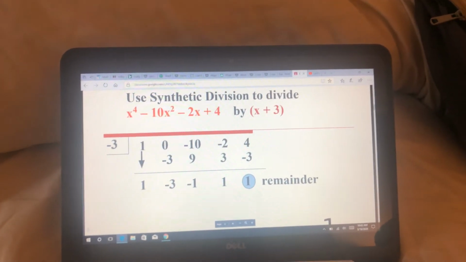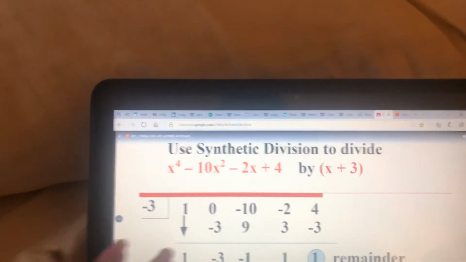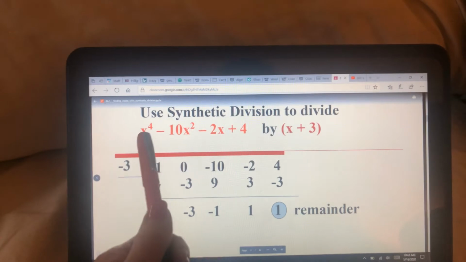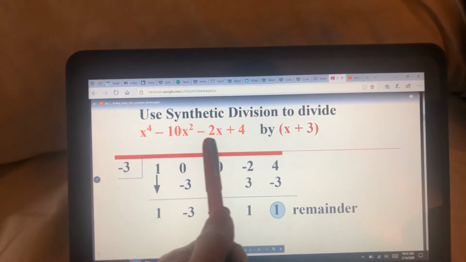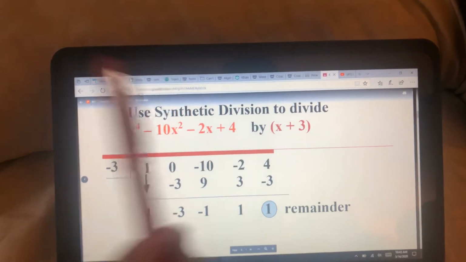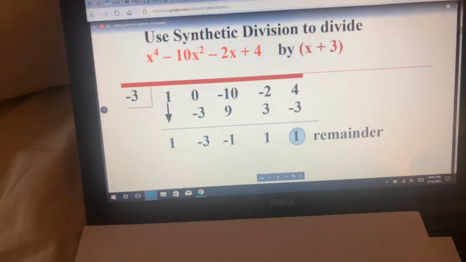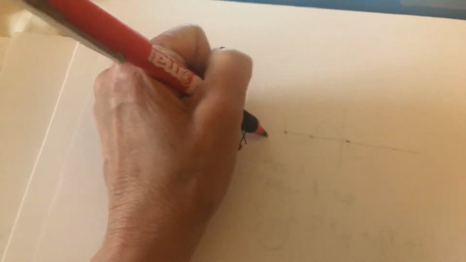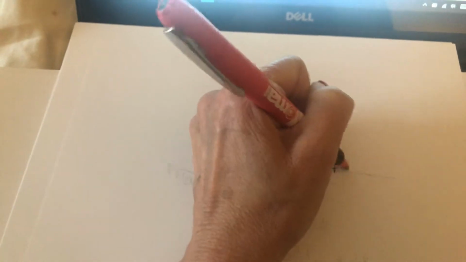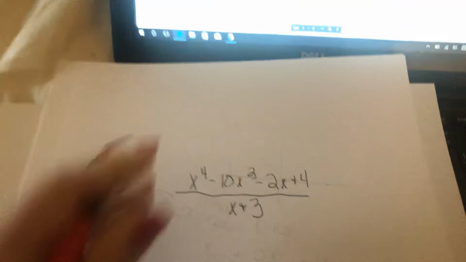Now, I just sent out a video to work this particular problem, but basically, we're dividing x to the fourth minus 10x squared minus 2x plus 4 by x plus 3. So we're actually dividing these. It's going to look something like this if I put it in a division problem: x to the fourth minus 10x squared minus 2x plus 4 all over x plus 3.